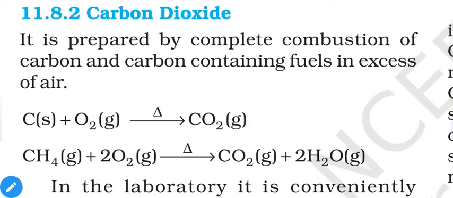Second compound of carbon is carbon dioxide. It is prepared by complete combustion of carbon and carbon containing fuels in excess of air. So simply carbon with oxygen produces carbon dioxide, and some other hydrocarbons, when we burn them, that means during their combustion reaction, produce a mixture of carbon dioxide and water.